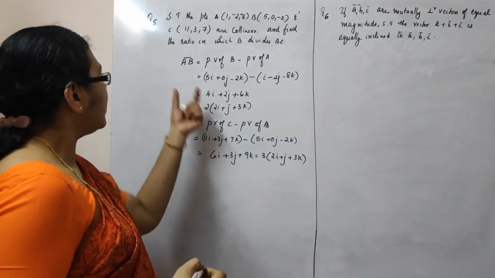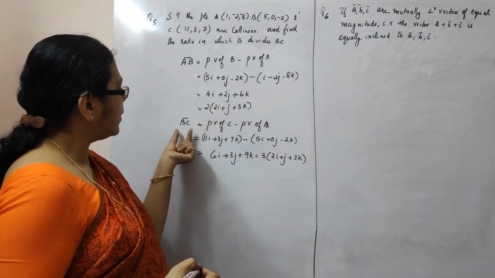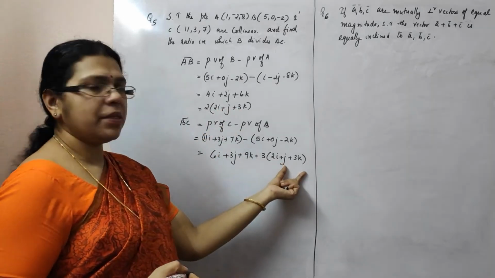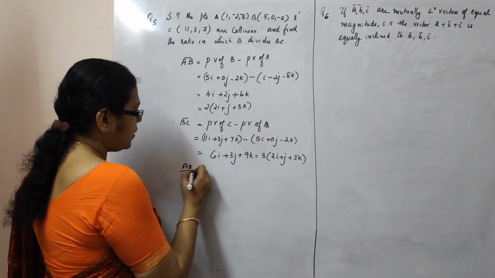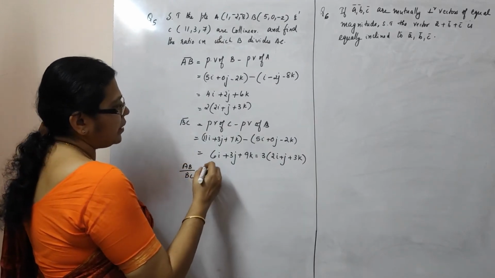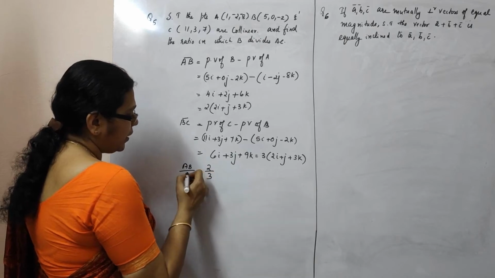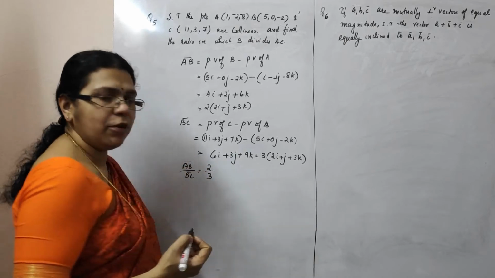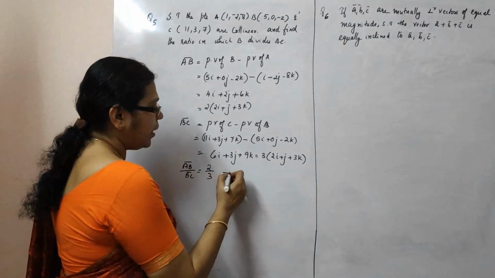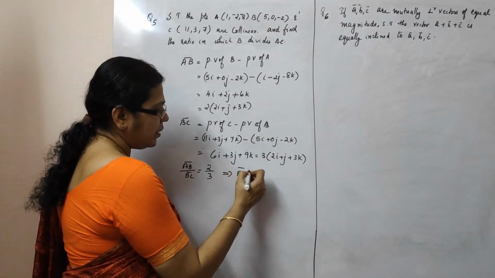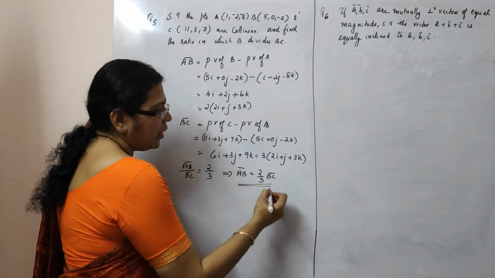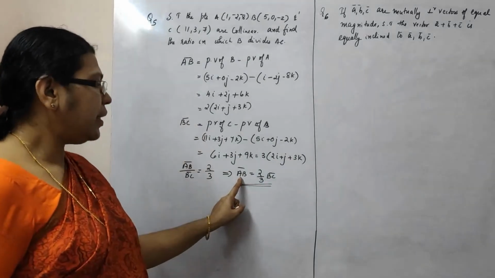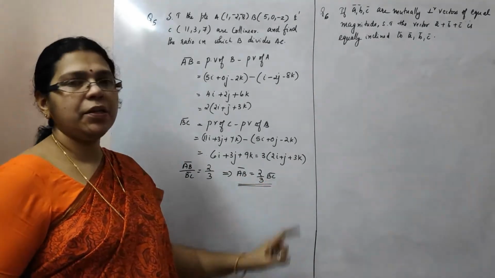Right? Now, if you look, AB is 2 times this vector, and BC is 3 times the same vector that you get here. So, what is AB by BC? AB by BC is 2 by 3. Vector AB by vector BC is of the form 2 by 3. This implies vector AB is equal to 2 by 3 times vector BC. Isn't it? That means vector AB is equal to lambda into vector BC.